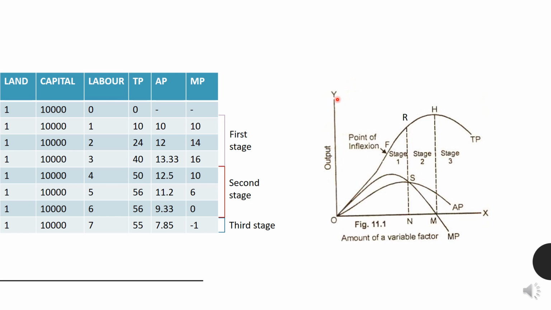This is a two-dimensional diagram. So we take the x-axis and the y-axis. On the x-axis, we mention the variable factor. Here the variable factor is labor. So on this side we are mentioning labor. And here the output: TP, AP and the MP.